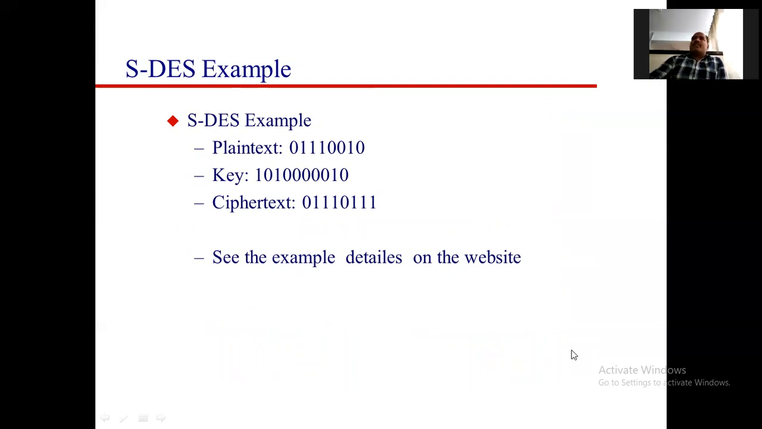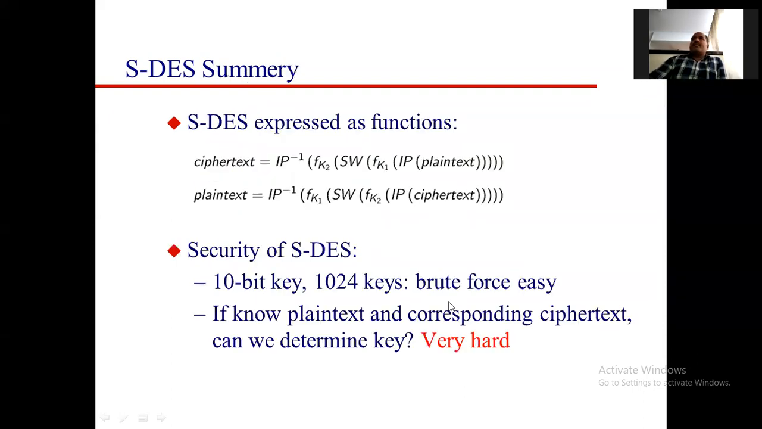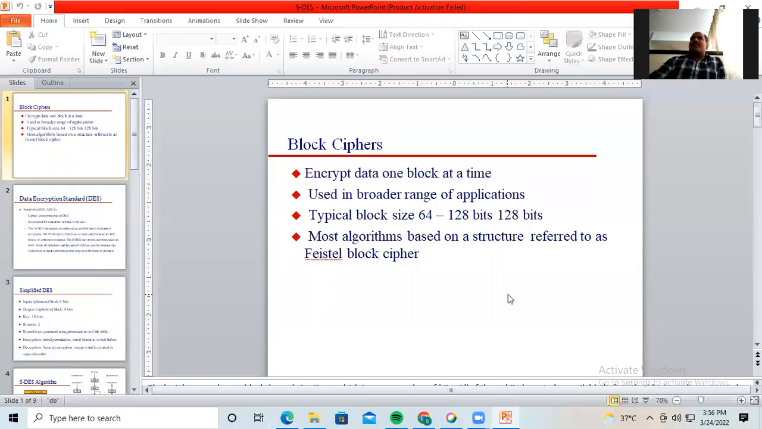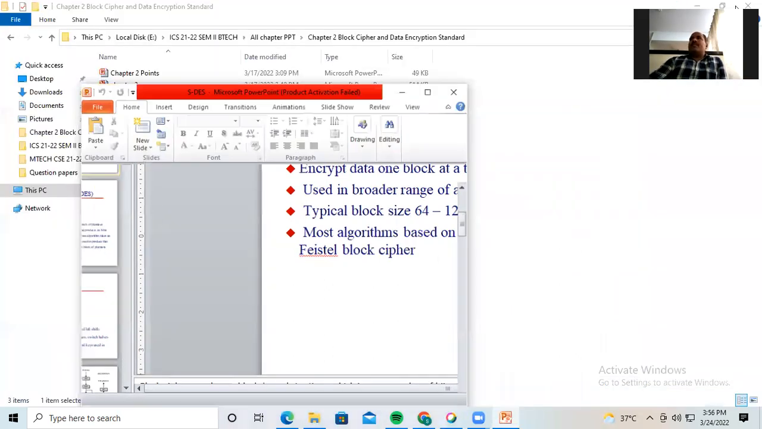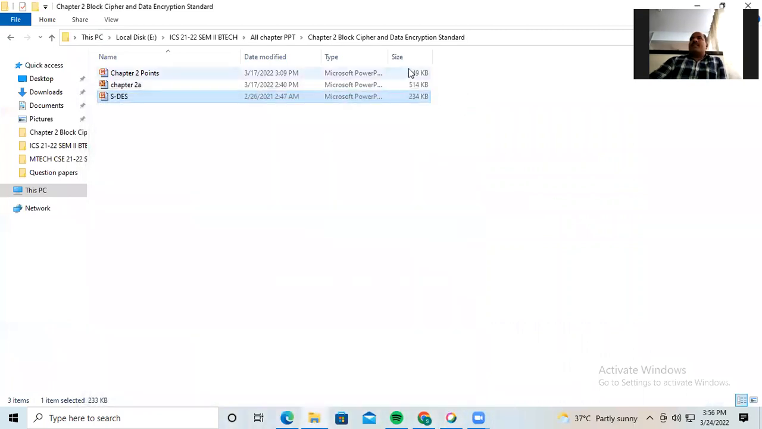So this is one SDES example. This is the plaintext, and the size is 8 bits. The key is again 10 bits: 1, 2, 3, 4, 5, 6, 7, 8, 9, 10. So this is the key, and this is the ciphertext. This is about the SDES algorithm. In that way we have completed the SDES algorithm. Now we'll see the next part.